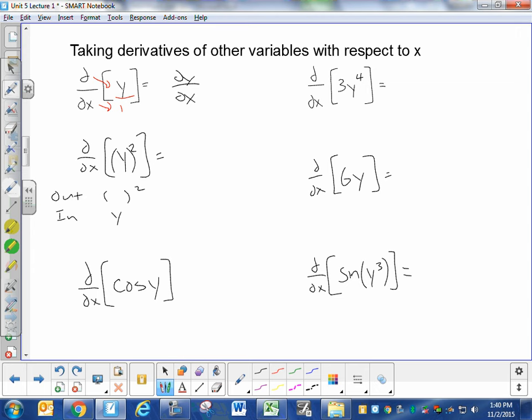We know the derivative of something being squared is 2 times that stuff to the first power, right? So I say this is 2 to the first. And we leave the inside alone. Take the derivative of the outside, leave the inside alone. But then we have to multiply by the derivative of the inside. Well, we just said that the derivative with respect to x of y is dy dx. So I actually have to put that as well.